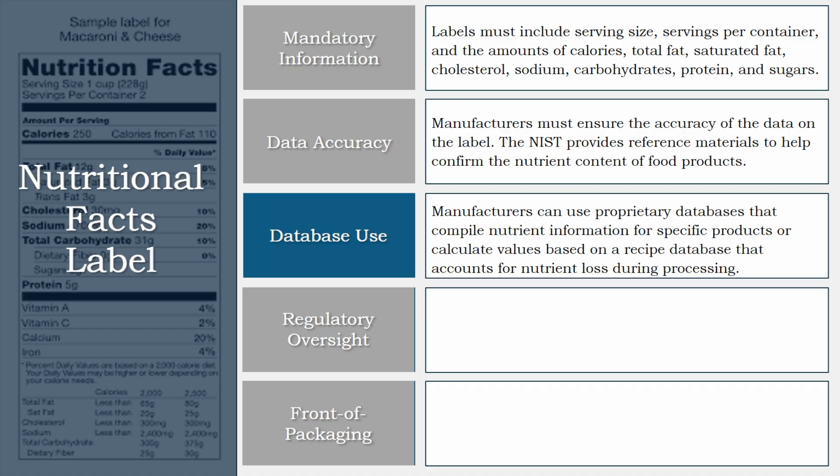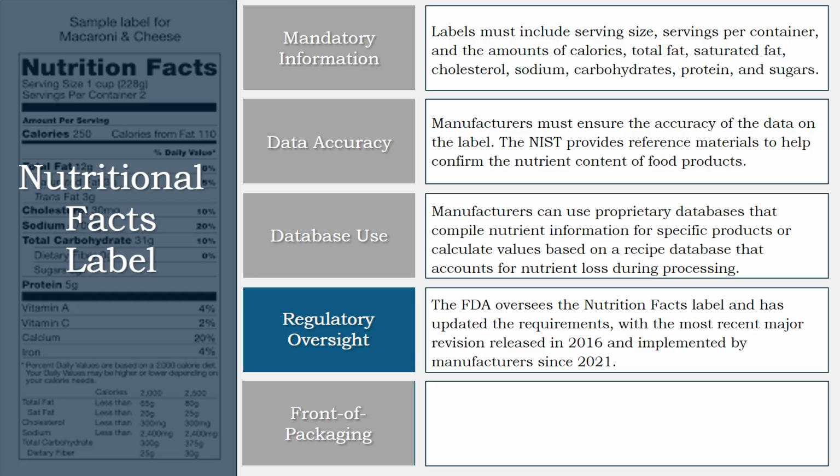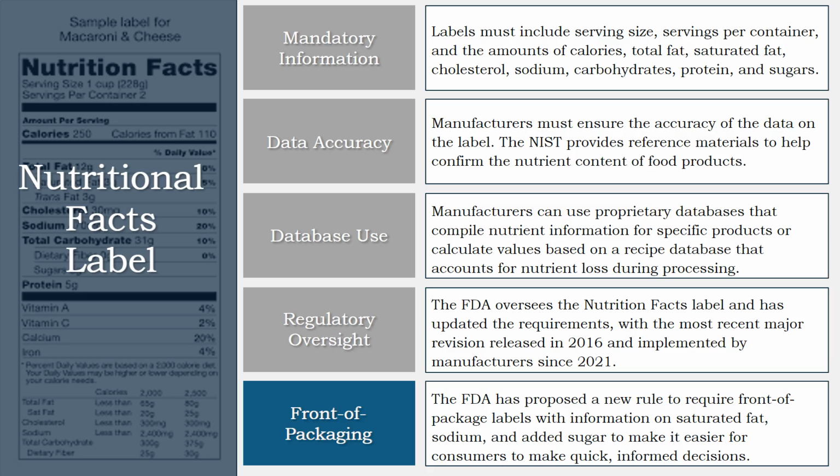Database use. Manufacturers can use proprietary databases that compile nutrient information for specific products or calculate values based on a recipe database that accounts for nutrient loss during processing. Regulatory oversight. The FDA oversees the nutrition facts label and has updated the requirements, with the most recent major revision released in 2016 and implemented by manufacturers since 2021. And front-of-package labeling. The FDA has proposed a new rule to require front-of-package labels with information on saturated fat, sodium, and added sugar to make it easier for consumers to make quick, informed decisions.